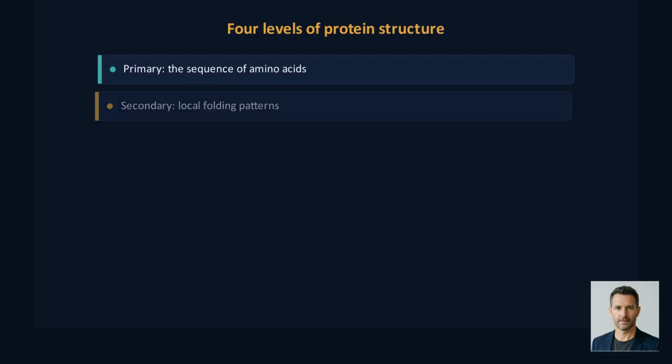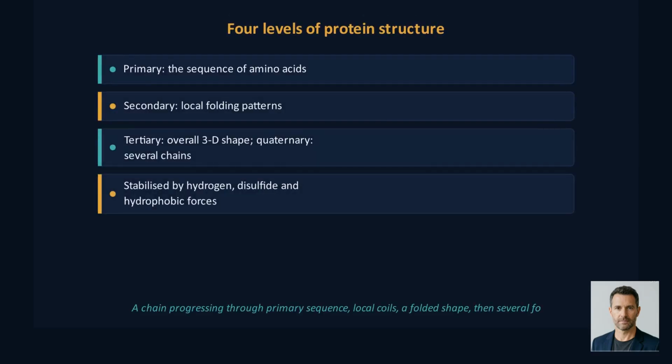A polypeptide does not stay a floppy string. It folds, and biologists describe that folding in 4 levels. The primary structure is simply the linear sequence of amino acids. The secondary structure is the local folding patterns that sequence falls into. The tertiary structure is the overall 3-dimensional shape of the whole chain. And the quaternary structure is what you get when several polypeptide chains come together into one functional protein.